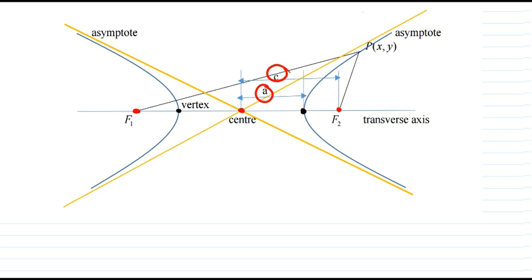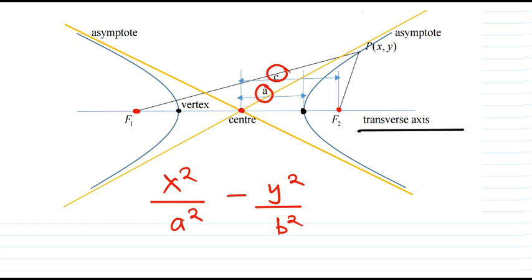So now let's pay attention. The equation is as simple as x squared over a squared minus y squared over b squared. And of course this applies when your transverse axis is horizontal, like in this case. This is equal to 1.